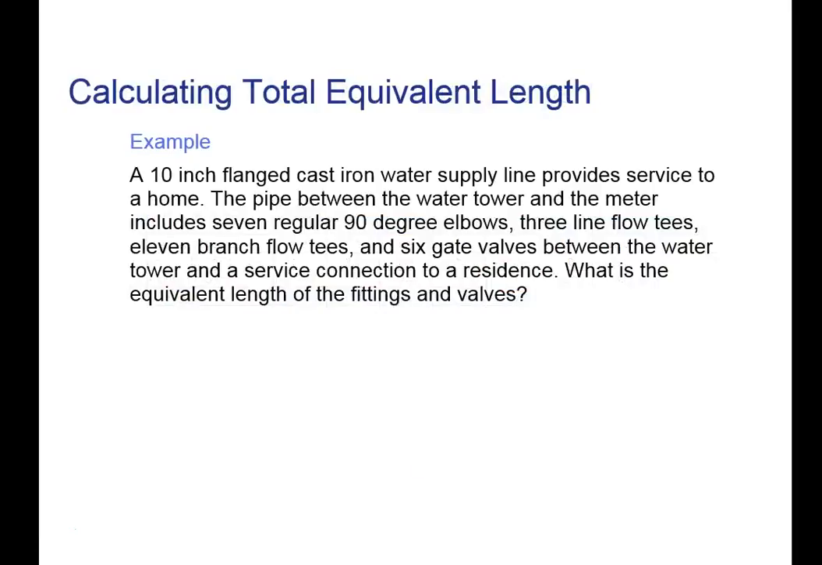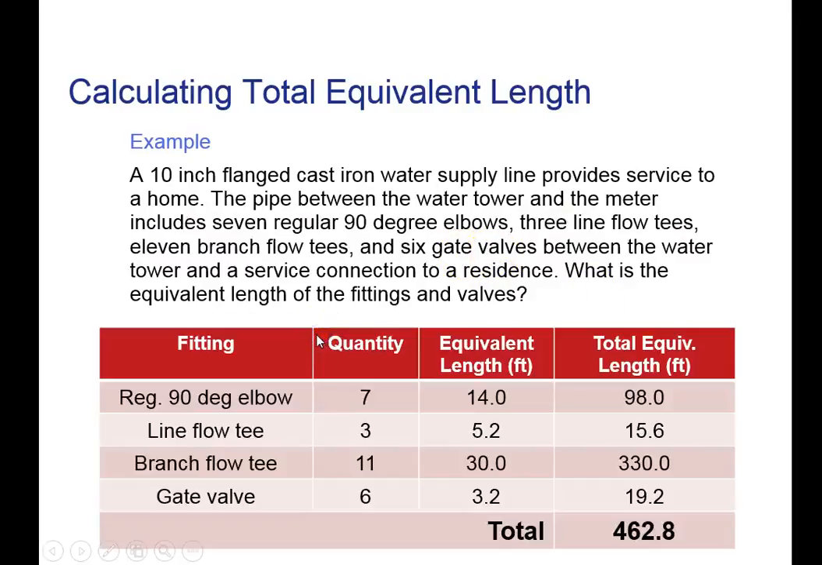So here's a typical problem. 10-inch flanged cast iron water supply. So we're talking about cast iron. The pipe between the water tower and the meter includes 7 regular 90-degree elbows, 3 T's, 11 branches, 6 gate valves. What is the equivalent length of pipe?